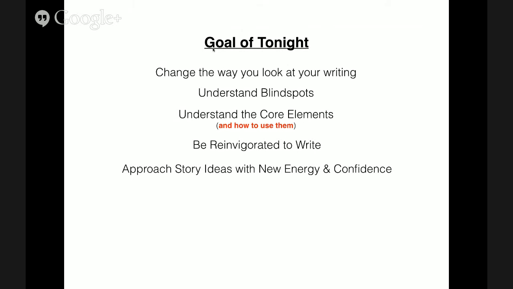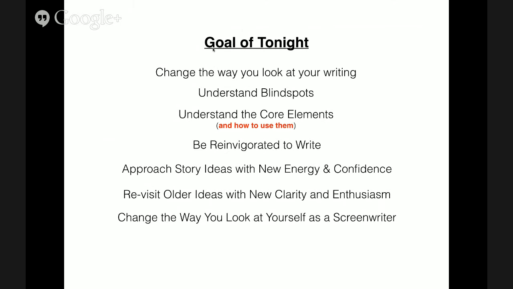You're going to approach your story ideas with new energy and confidence, hopefully with some new ideas as well. And you're going to revisit older ideas that you might have shelved with new clarity and enthusiasm. That's always awesome when you put something away a couple of months or a couple of years ago, when suddenly it hits you. I know how to wrap it up. I know how to fix this character. I know how to make this movie, and you can reapproach it. And hopefully it'll change the way you look at yourself as a screenwriter. Maybe a little more energy, a little more optimism, a little more productive.